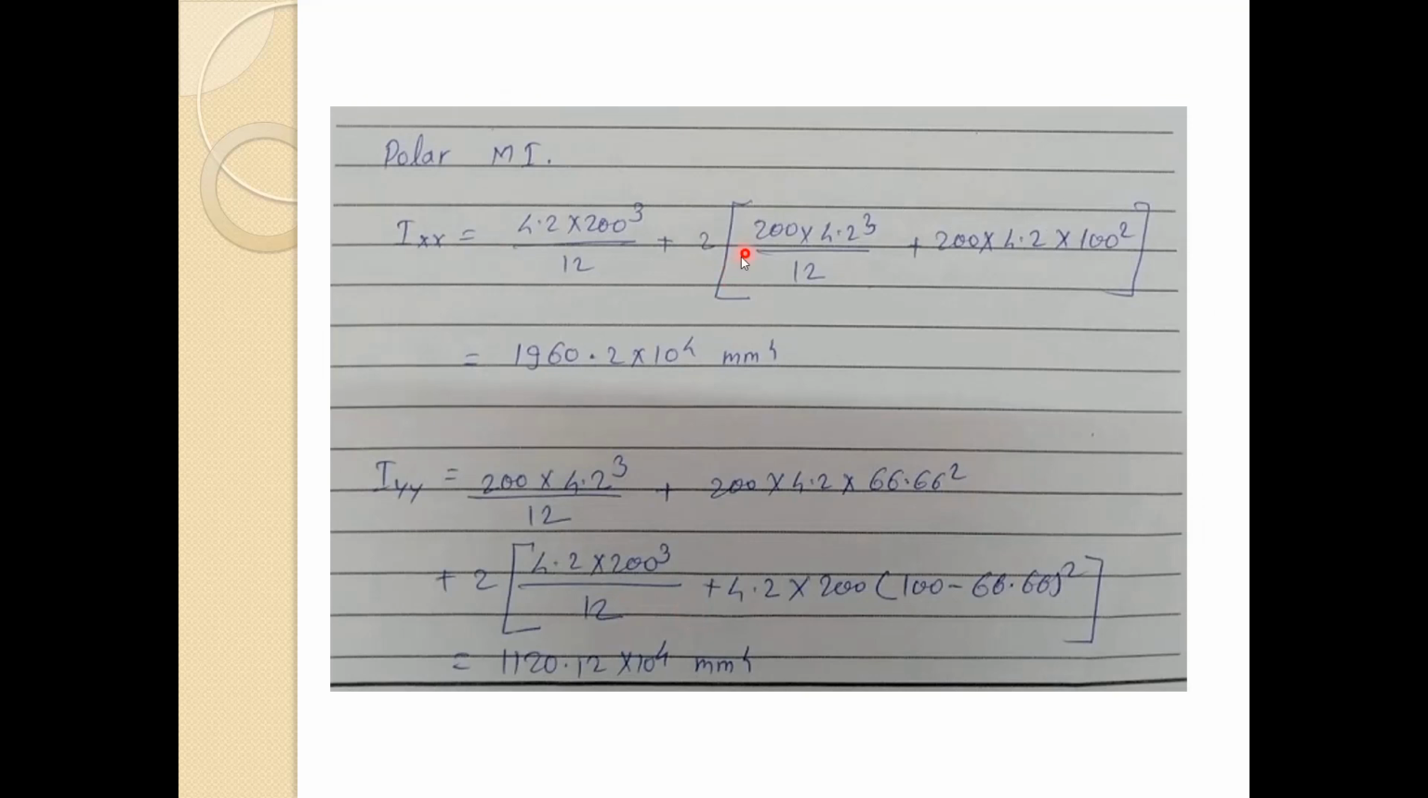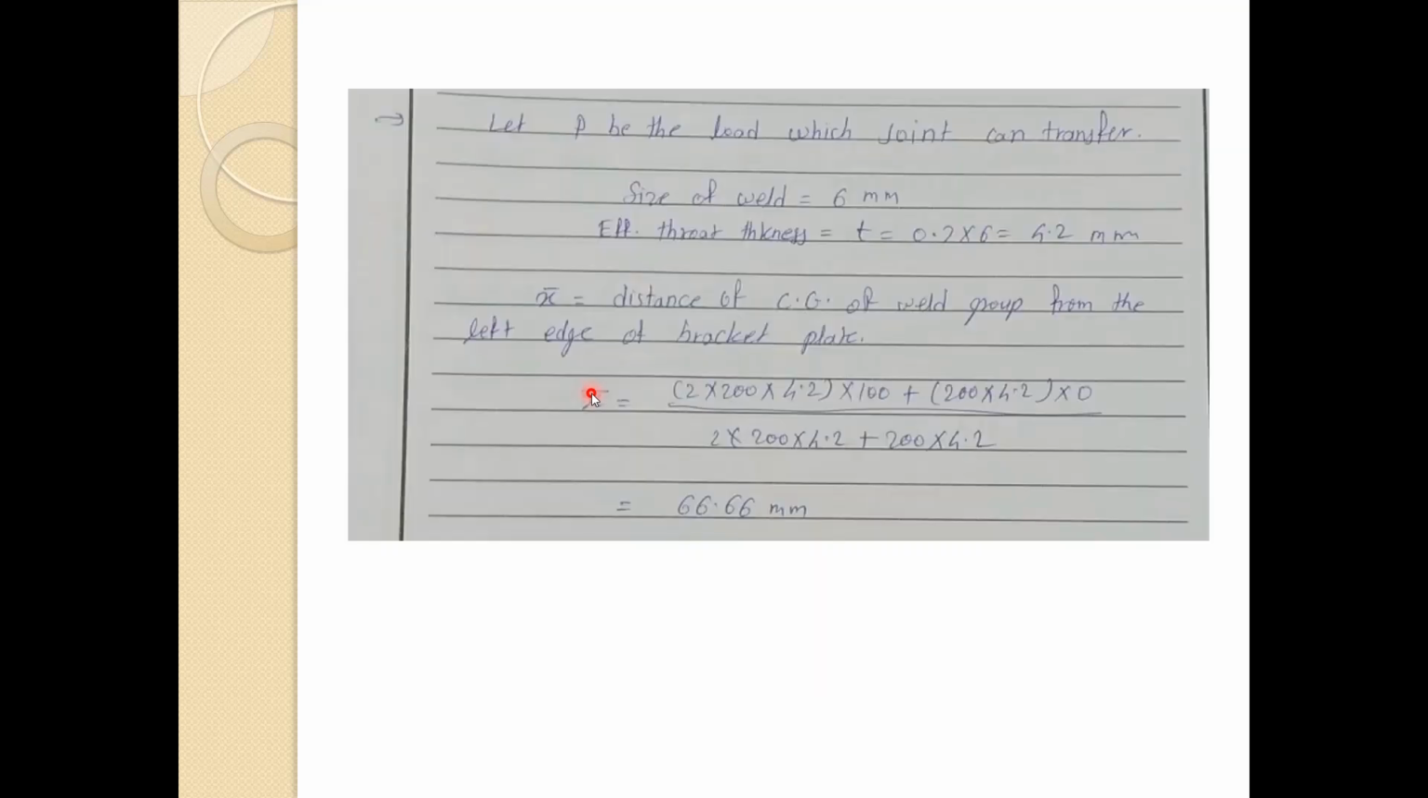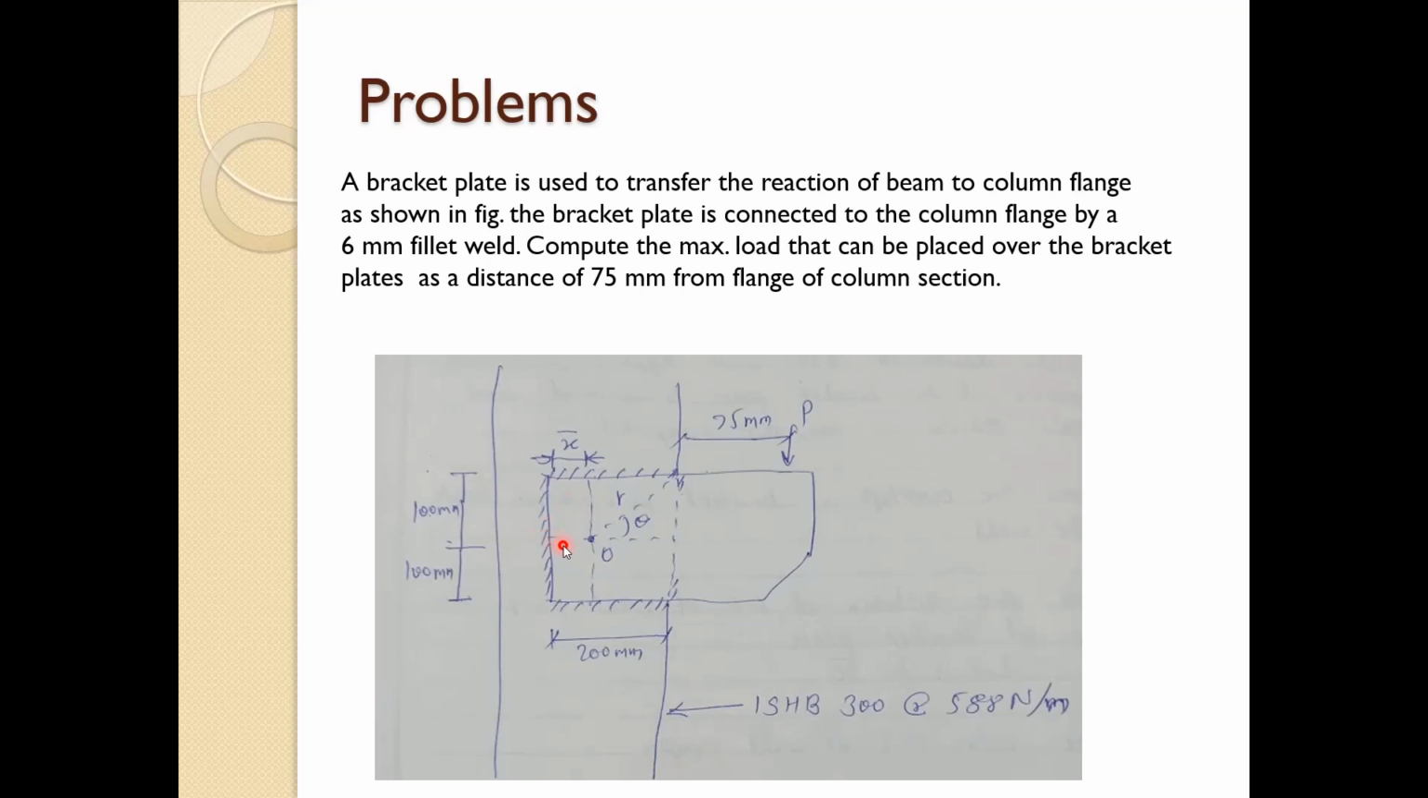So again here 200 mm is the width, that is b, and 4.2 is the depth, bd cube divided by 12 plus parallel axis theorem, that is A y square. So area is 200 into 4.2 into 100 square, where 100 is the y. So that becomes 1960.2 into 10 raised to 4. So this is, we are calculating about this axis. So this is the 100 mm.